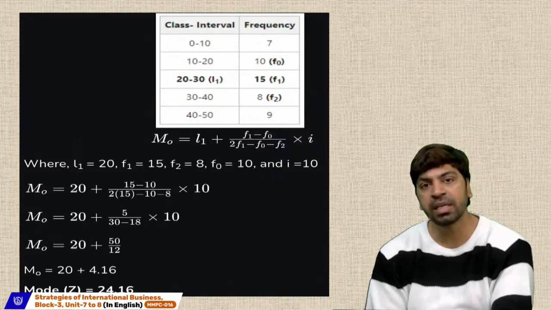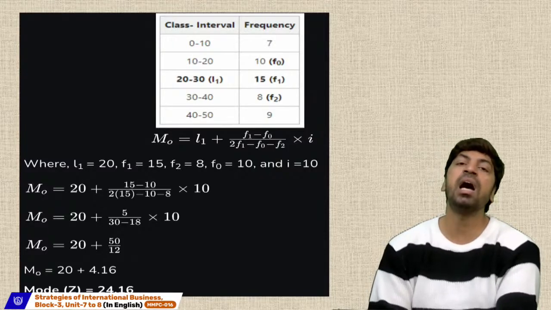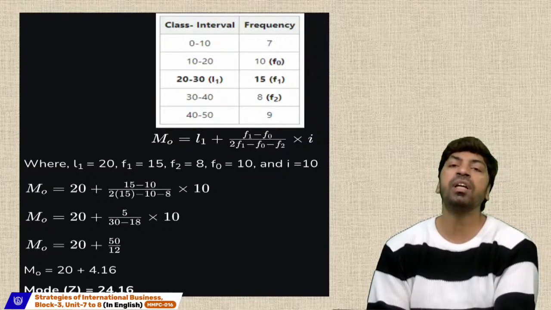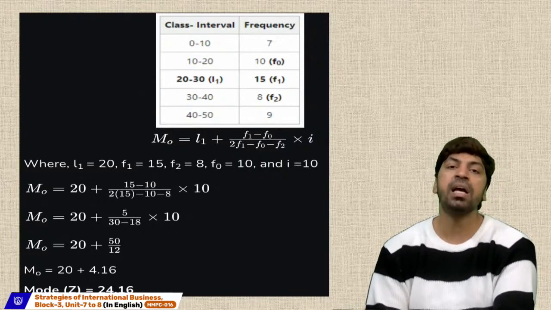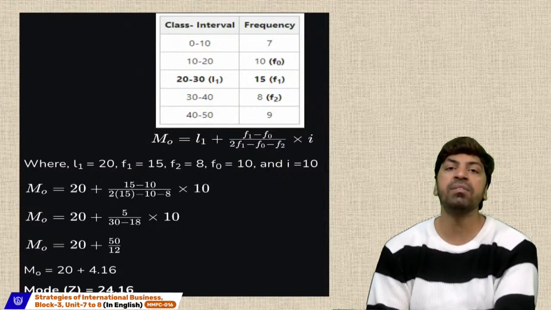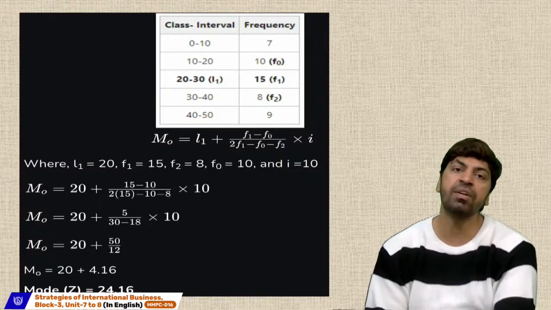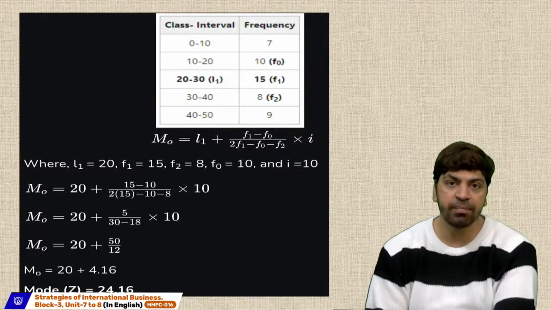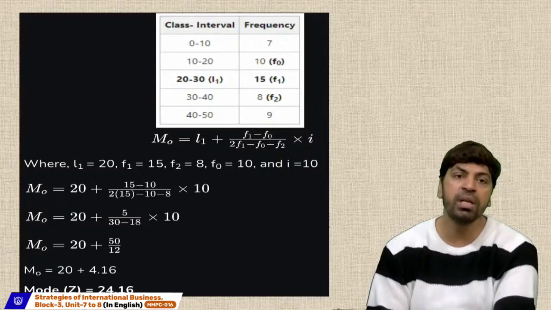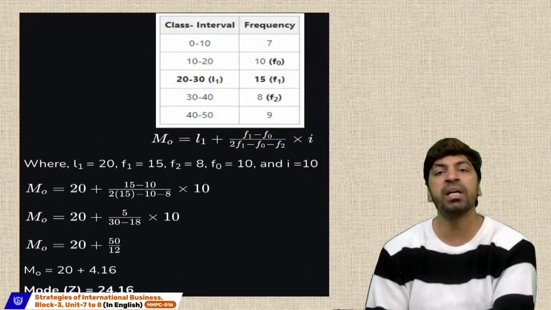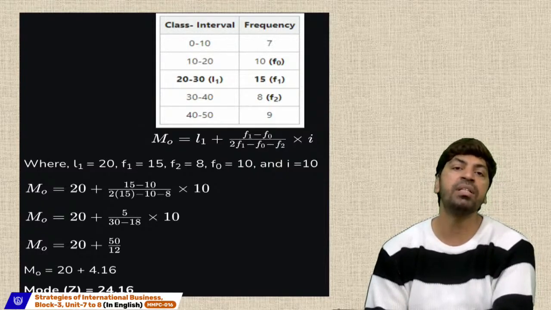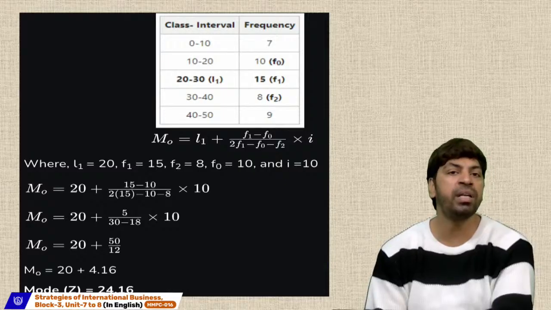I repeat once again. F1 is the highest frequency, that is 15. F0, the frequency which is preceding the highest frequency, is 10. F2, the frequency which is succeeding the highest frequency, is 8. The lower limit is that of the class with the highest frequency, 15, whose class interval is 20 to 30. So 20 is the lower limit.